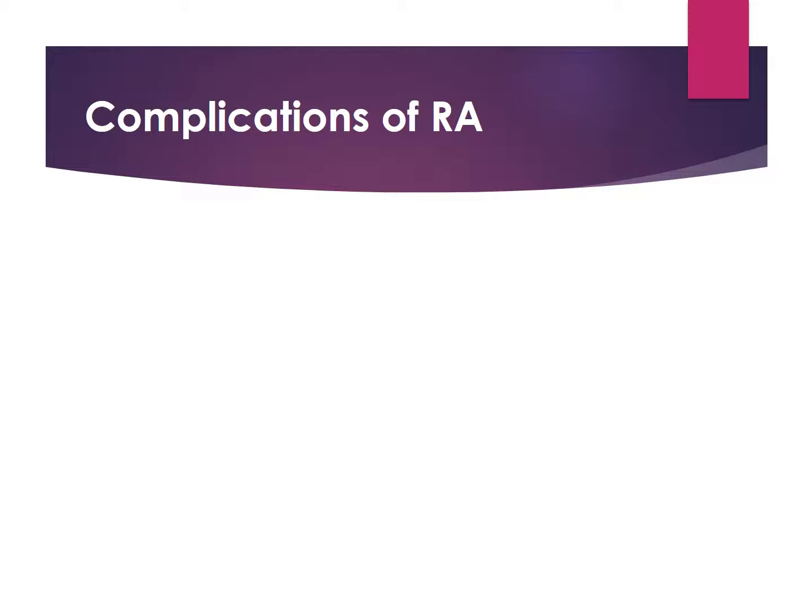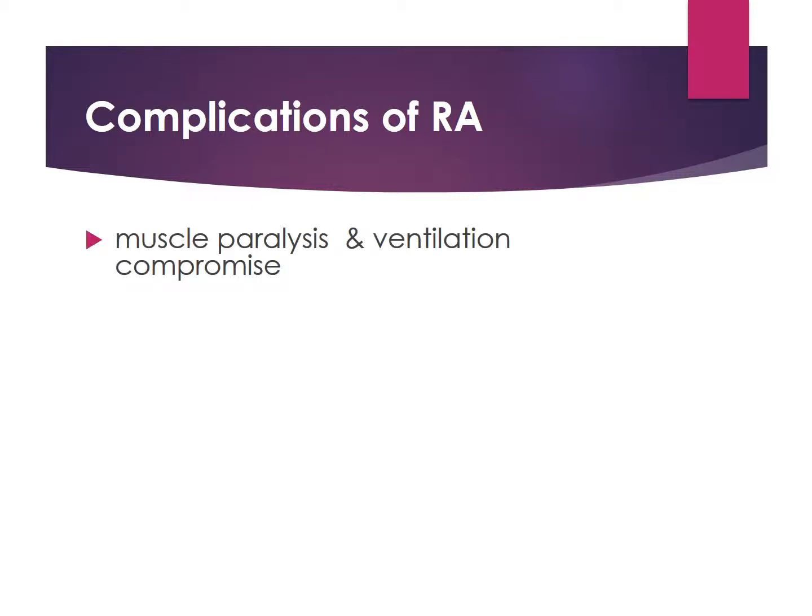Complications of regional anesthesia may include muscle paralysis and eventually the compromise of the ventilation process, and this is due to the higher block affecting the respiration process by affecting the respiratory muscles and eventually ventilation, due to the spread of the block higher or cephalically, where the center that regulates respiration muscles and ventilation processes could be anesthetized.